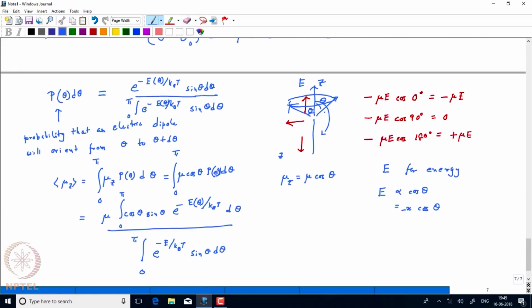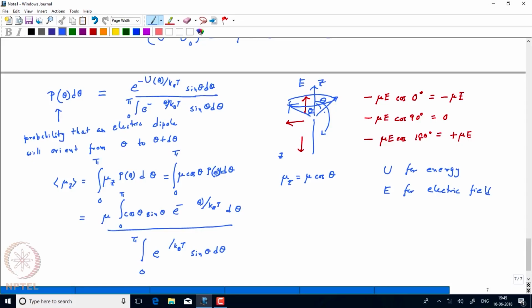Instead of writing the energy as E, we can write it as U everywhere, the potential energy, and then there will be no confusion. So we write E for the electric field and U for the energy.